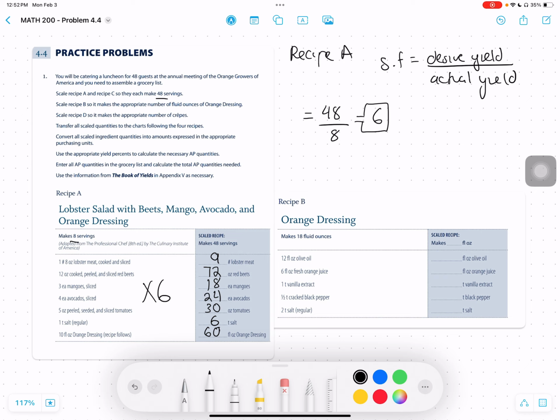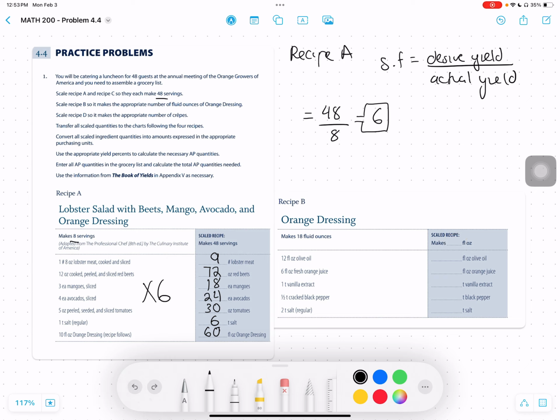So I have to find a different scaling factor because this recipe makes 18 fluid ounces. Out of the total number of fluid ounces that I need, I don't know that number. Well, at this point, I already know that, which is 60 fluid ounces, because I calculated it from the previous recipe. But for the crepes, you don't have this number. You have to calculate it from the previous recipe. The dessert crepes, that's recipe D, is a number that's going to come from the crepe Suzette. Okay, so let's find the scaling factor.